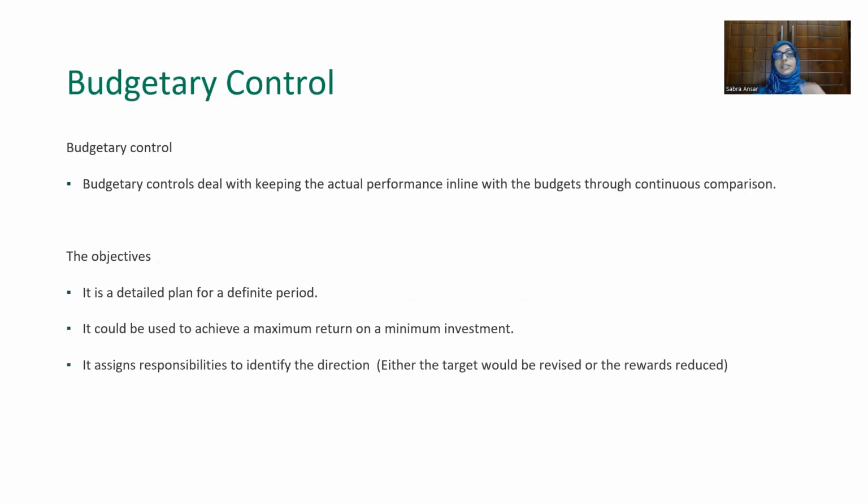So next, we'll be talking about budget control. Now, what is budget control? This is basically controlling the actual performance in line with the budgeted through a continuous comparison. So that is budget control. That is, I explained to you about the process, right?